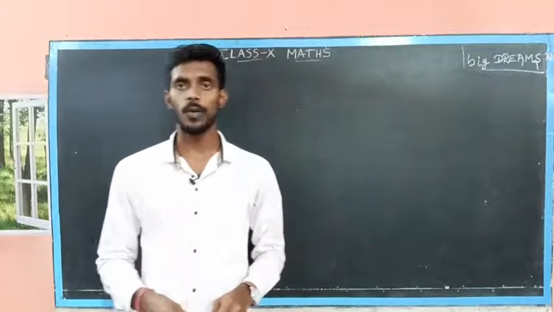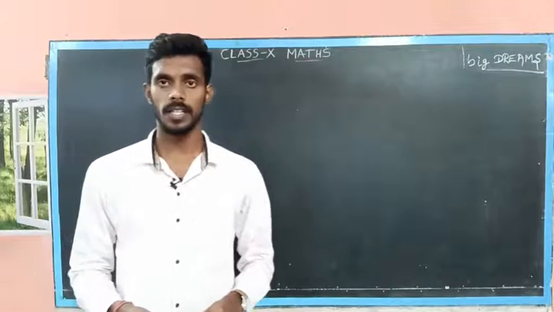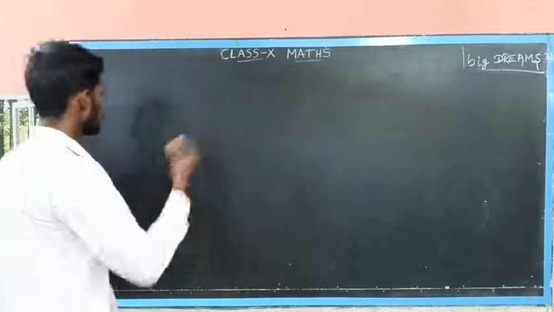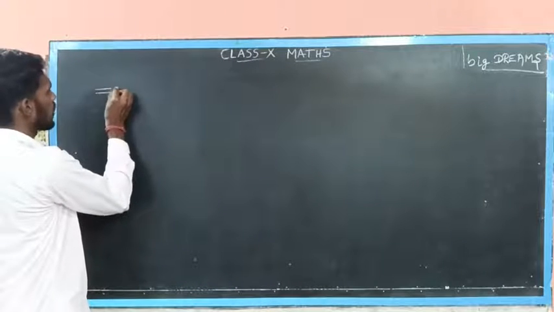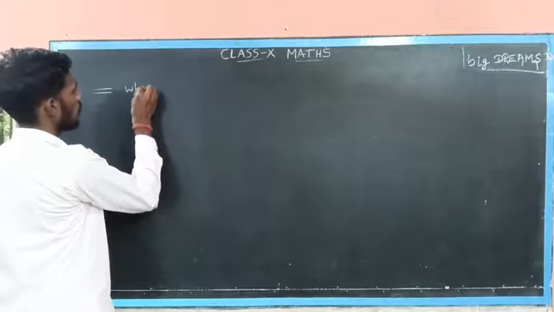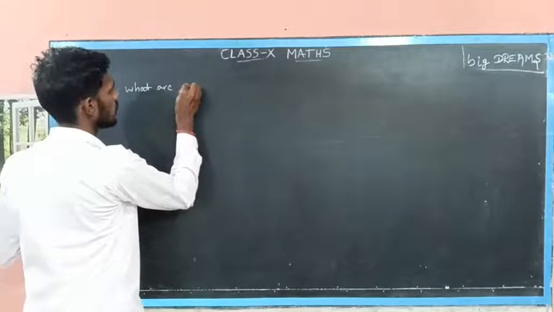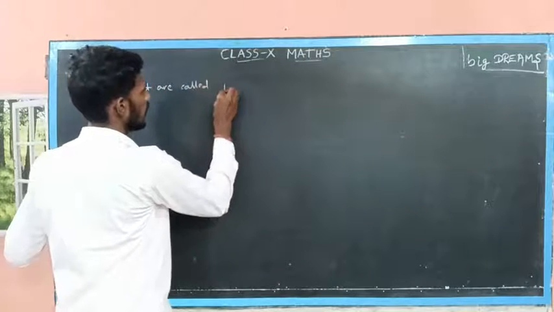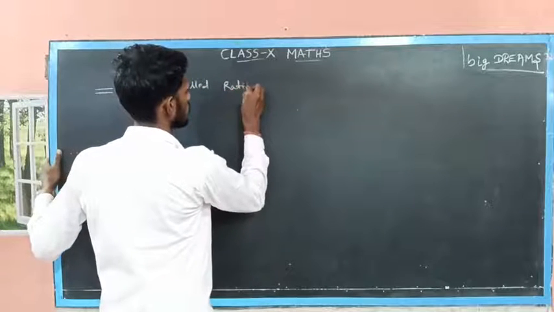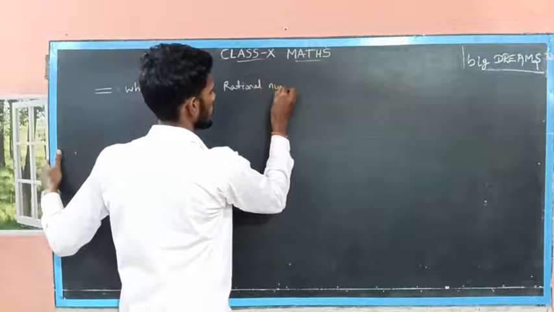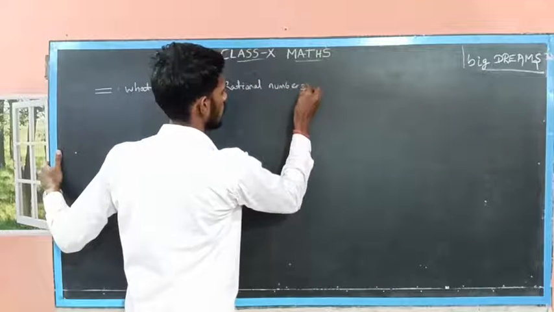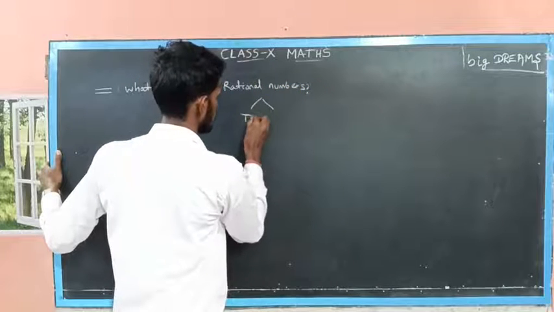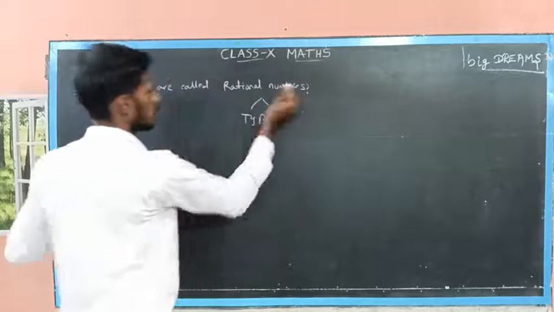In this session we are going to see the last three theorems in chapter 1. Okay. So before getting into the theorem, we have to recall what are called rational numbers and its types.